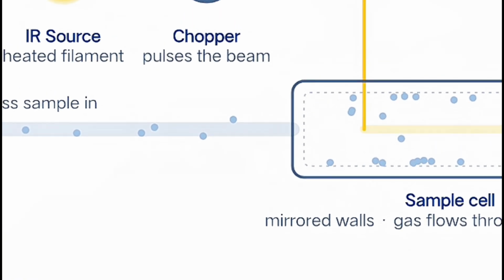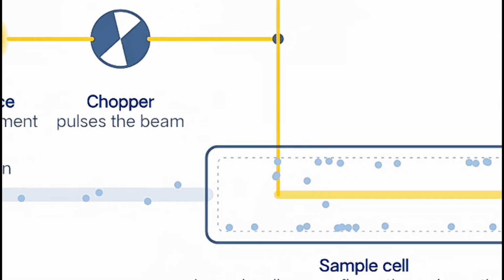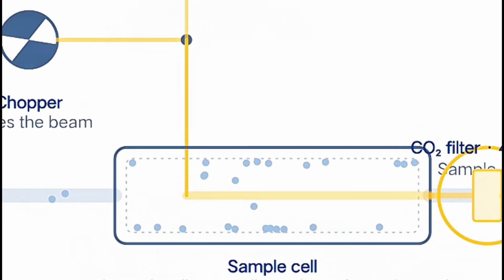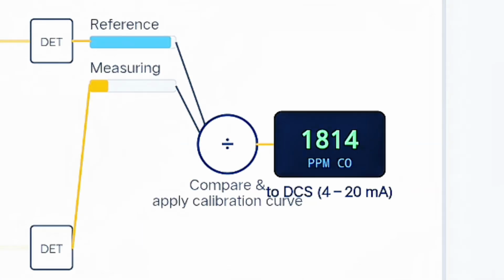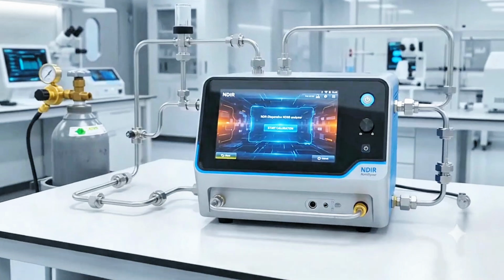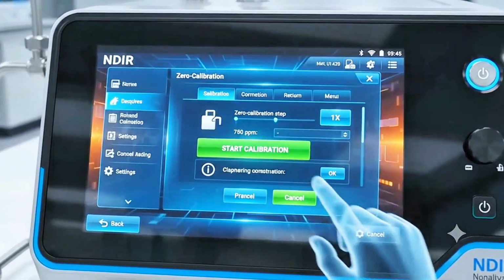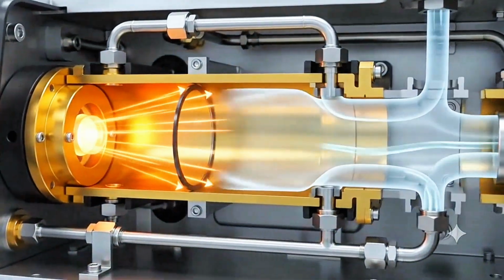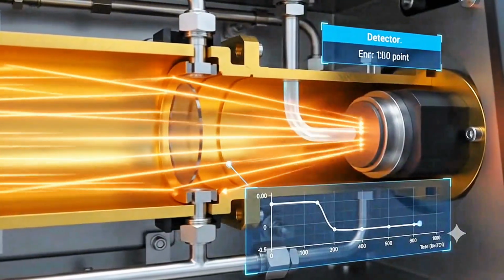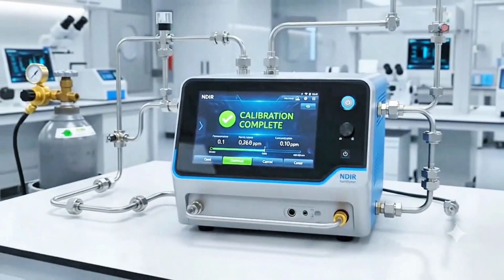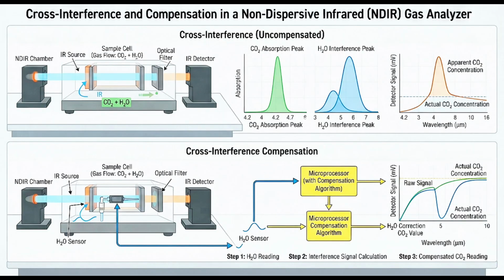This ratio is processed against a calibration curve, following the Beer-Lambert law relationship between absorption and concentration, and the analyzer outputs that as a ppm or percent value on the display and on the 4 to 20 mA output to the DCS. This is also why zero and span calibration matters so much. Zero gas, usually nitrogen, tells the analyzer what no target gas present looks like. Span gas, a certified known concentration, tells it what a known high reading looks like.